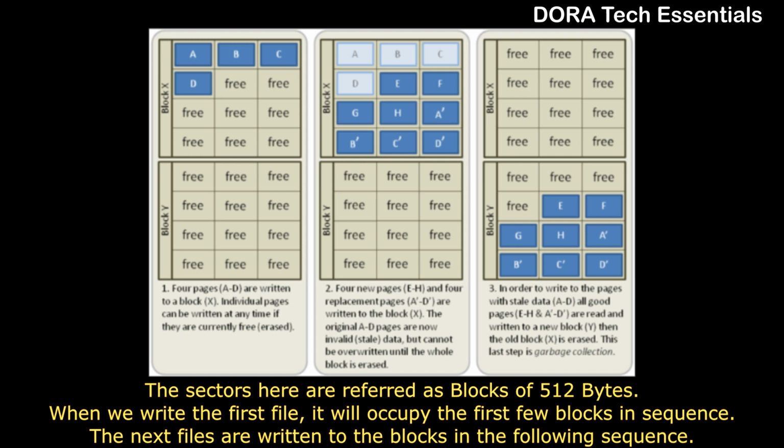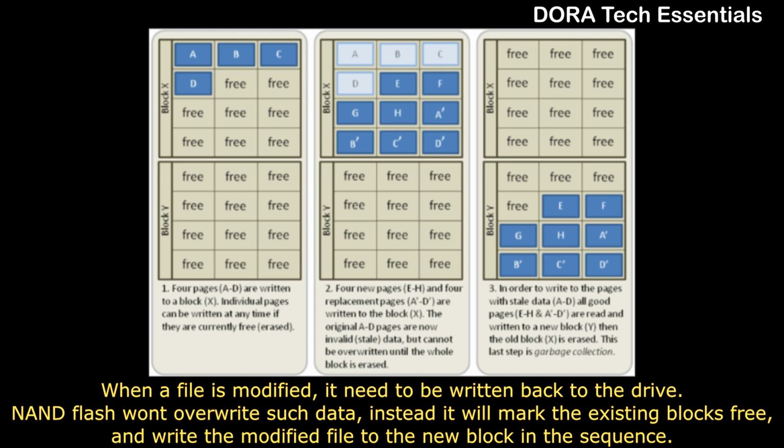When we write the first file, it will occupy the first few blocks in sequence. The next files are written to the blocks in the following sequence. When a file is modified, it needs to be written back to the drive. NAND flash won't overwrite such data, instead it will mark the existing blocks free and write the modified file to the new block in the sequence.